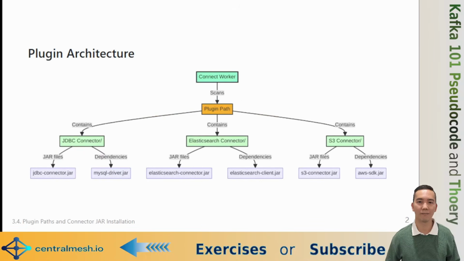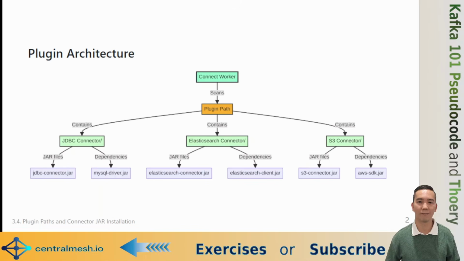This diagram shows how the plugin architecture works inside Kafka Connect. Starting from the left, we have the Connect worker. When a worker starts, one of the very first things it does is scan the configured plugin path. Think of the plugin path as the folder that contains all available connectors. The worker isn't hard-coded with knowledge about JDBC, Elasticsearch, S3, or any other connector. Instead, it discovers them dynamically.